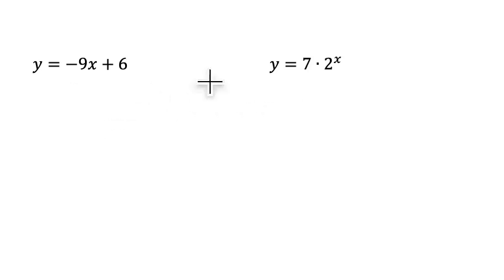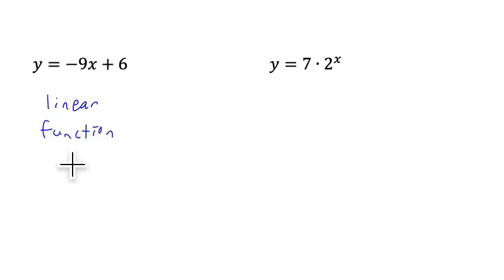Let's classify these equations. Now here we have an equation in slope-intercept form. So we have a slope of -9 and a y-intercept of 6. And equations written in slope-intercept form make lines. And lines have a constant rate of change. So in this particular line, as x increases by 1, the y's are going to decrease by 9 each time. So this is a linear function.